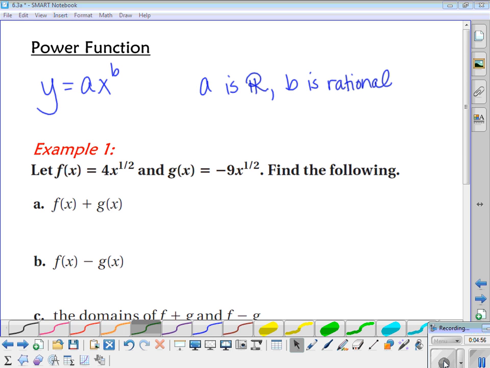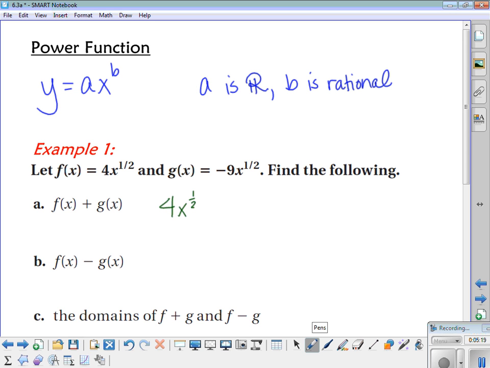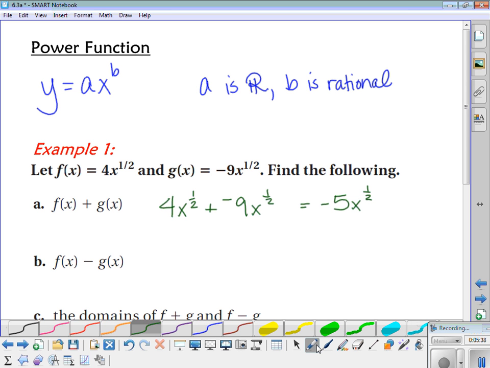All right, so for example 1, if f of x is 4 times x to the 1/2 and g of x is negative 9 times x to the 1/2, find the following. We're literally just adding those together. So f of x, which is 4x to the 1/2, plus g of x, which is negative 9 x to the 1/2. So if I add those together, what do I get? Exactly, negative 5 x to the 1/2.